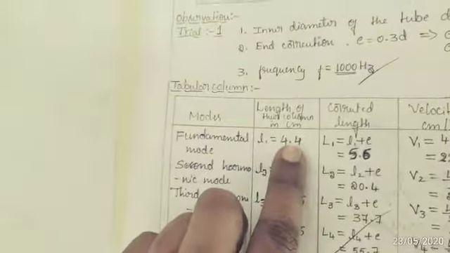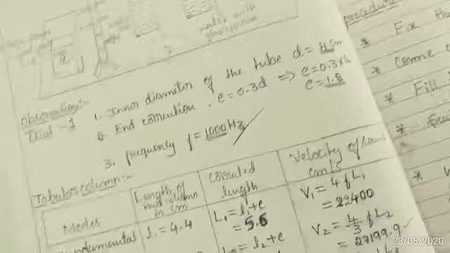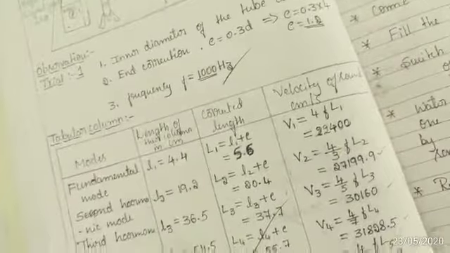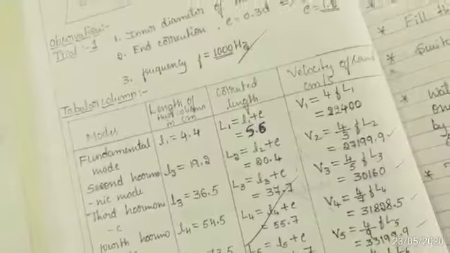It is 4.4. Next, for second harmonic mode, it is 19.2 centimeter. That I am going to call L2. Similarly, third harmonic L3 is equal to 36.5. L4 is 54.5 centimeter. L5 is 73.5, and L6, that is sixth harmonic, it is 90 centimeter.